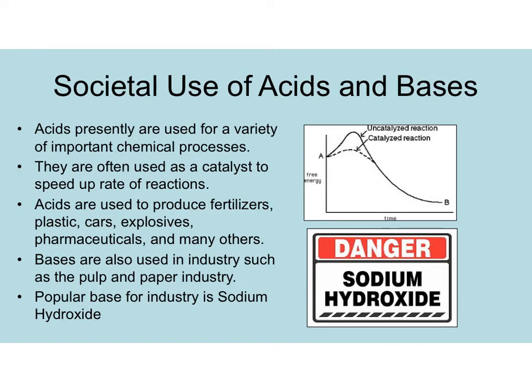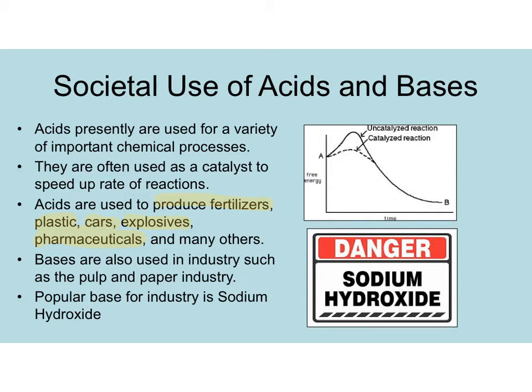Now, more recently, acids presently are used for a variety of important chemical processes. They're often used as a catalyst to speed up reactions, so sometimes we put acids in just to make another reaction go quicker. Acids are also used to produce fertilizers, to make plastics, to make cars. A lot of explosives are acidic. A lot of the pharmaceuticals that we take are acidic, and that's why sometimes they'll upset our stomach, and many other purposes. So acids are very, very common in our products.